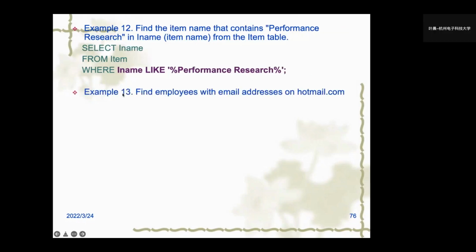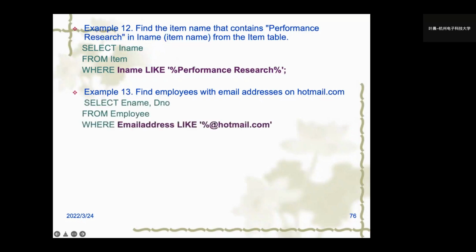Next example, if you want to find the employees with email address on hotmail.com, we can use select ename, DNO from employee where their email address is like here. We can use a percent character before hotmail.com.